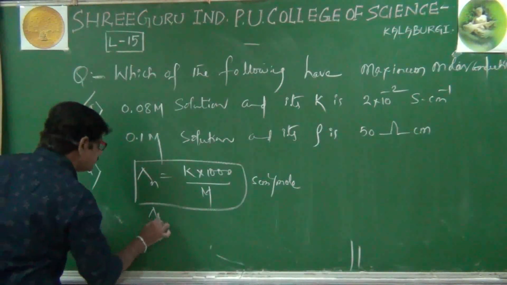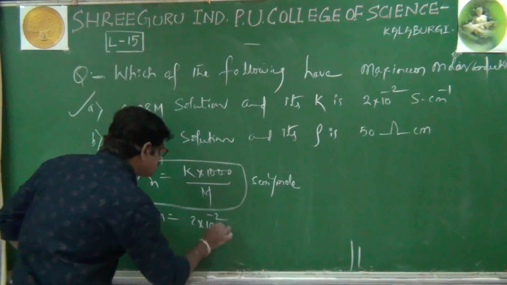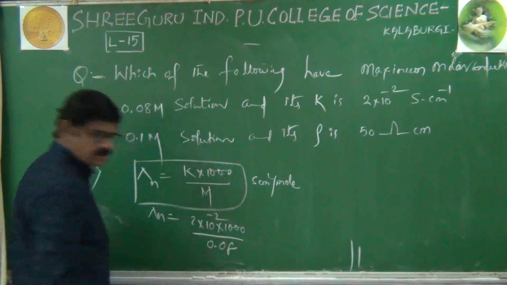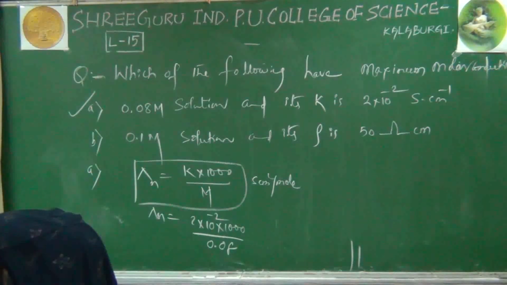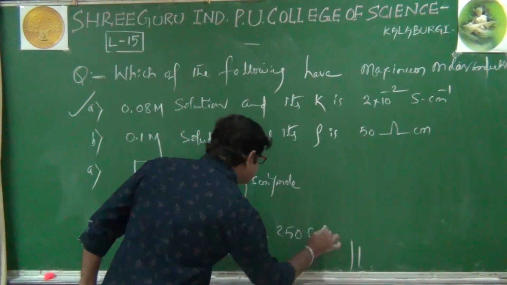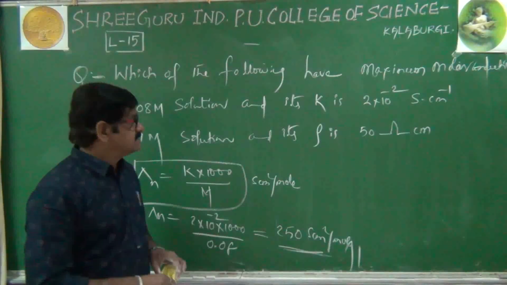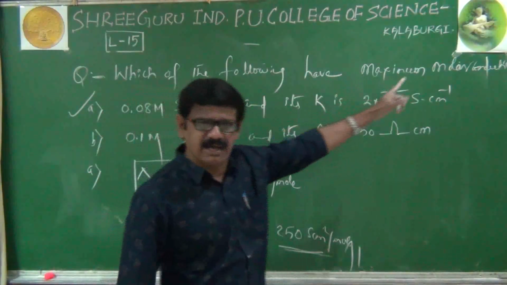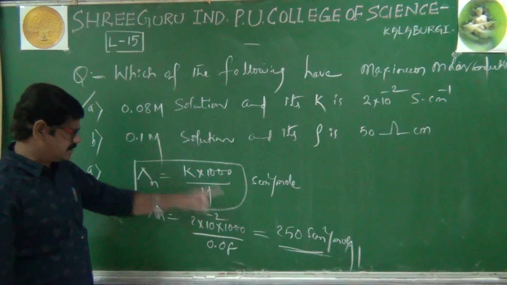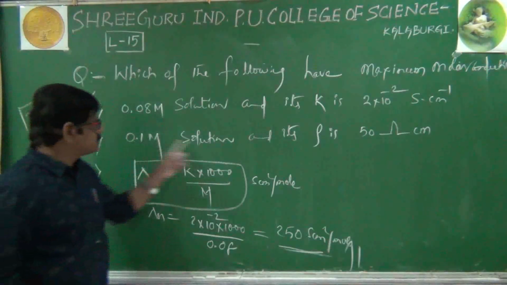Therefore, lambda m is equal to k value 2 into 10 to the power of minus 2 into 1000 divided by 0.08. If you simplify that value, your answer is 250, with units Siemens centimeter square per mole. The question is not yet completed. It is asking which of the following have maximum molar conductivity, which means we have to solve the second question also. First question answer is 250. I'll write here 250 is our answer for the first question. Now we'll go to the second question.